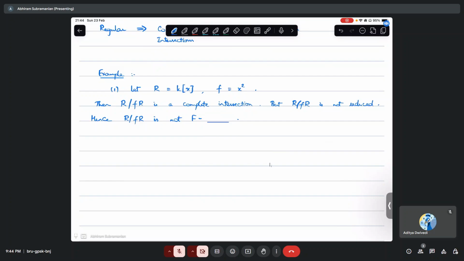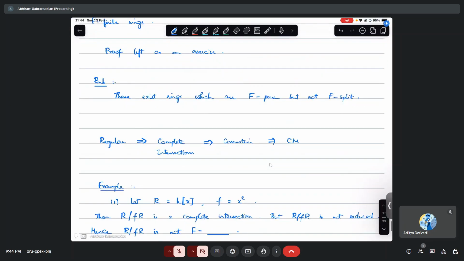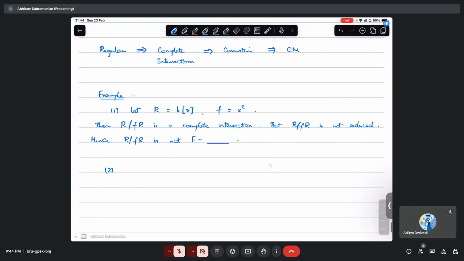So this is example number one. And example number two is regular rings. We want strongly F regular rings that are not regular.